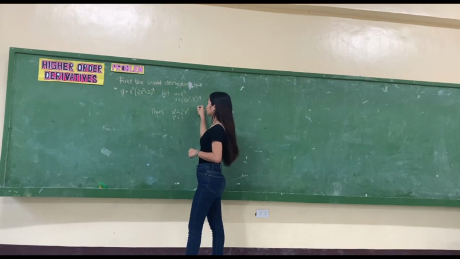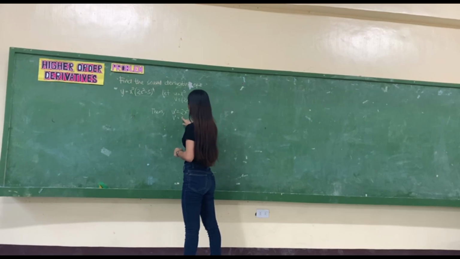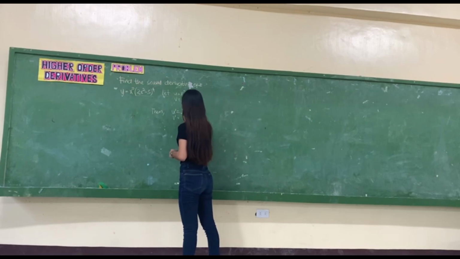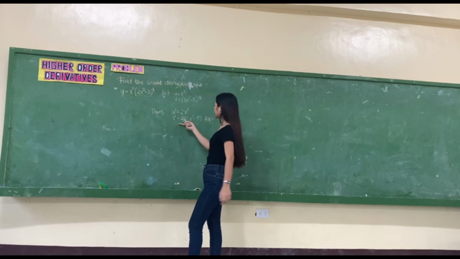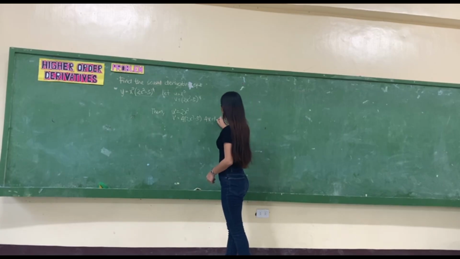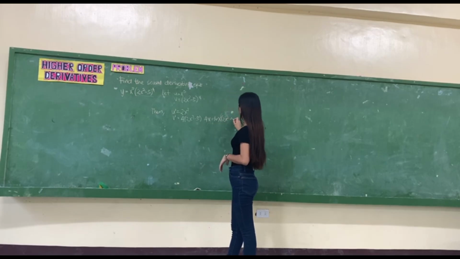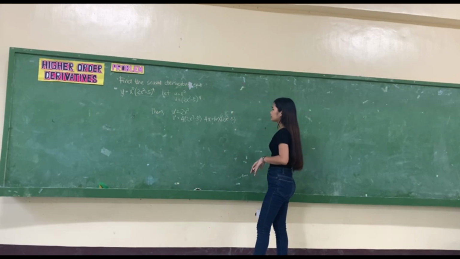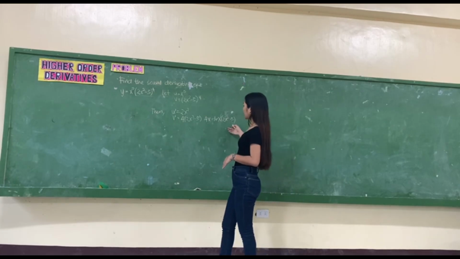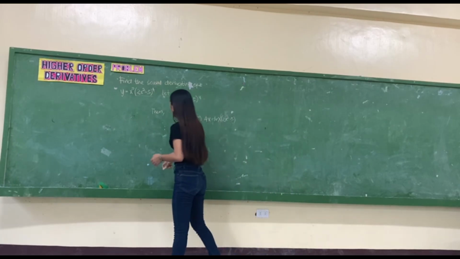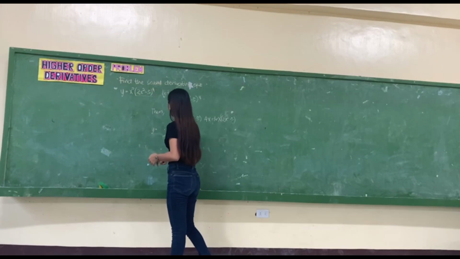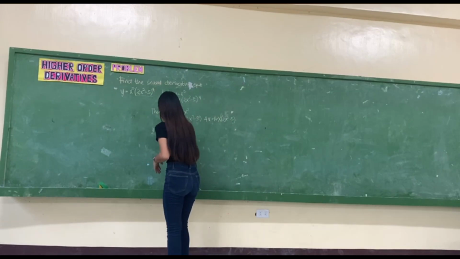And for our v, we'll apply the chain rule to get its derivative. So we have 4 times (2x squared minus 5) cubed times 4x. We'll just multiply this, and it comes out to 16x times (2x squared minus 5) cubed.